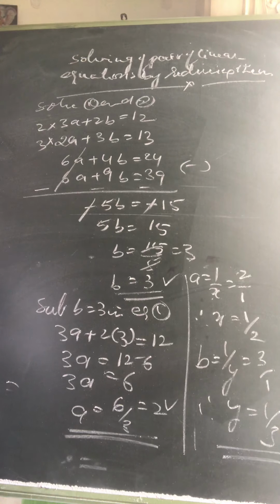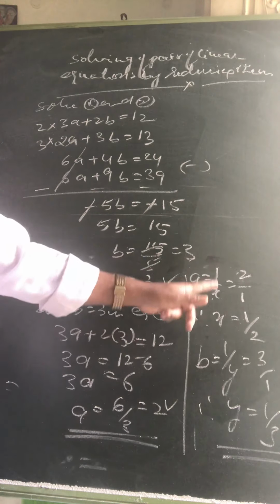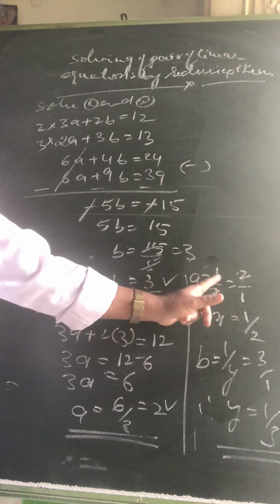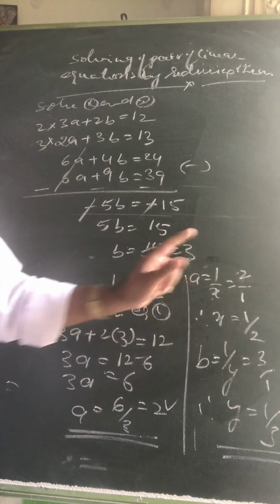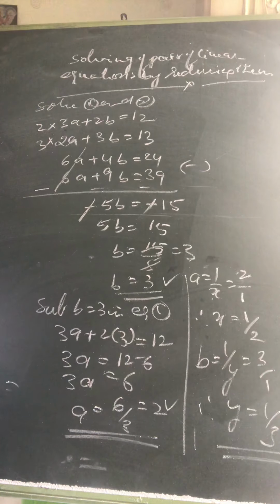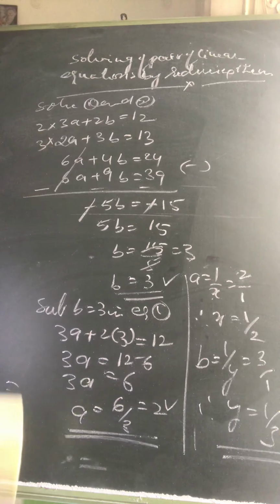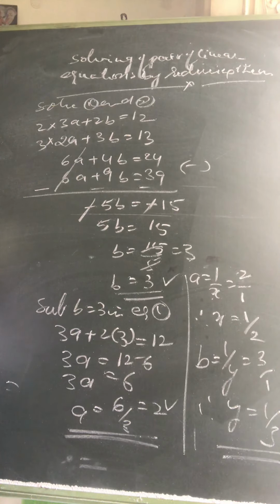Do you understand? Don't get confused over here. 1 by x is equal to 2 by 1. Do the cross multiplication: 2x is equal to 1, so x is equal to 1 by 2. Like that we calculated here. Do you understand this? It is a little bit of a big problem, but don't get confused and don't hesitate. Another type of problem will be taken.